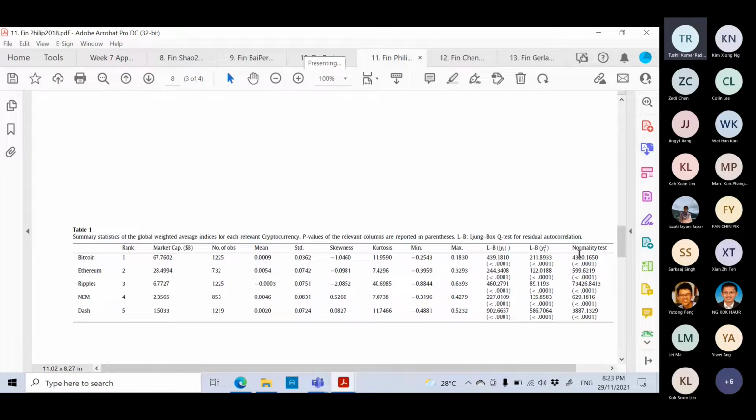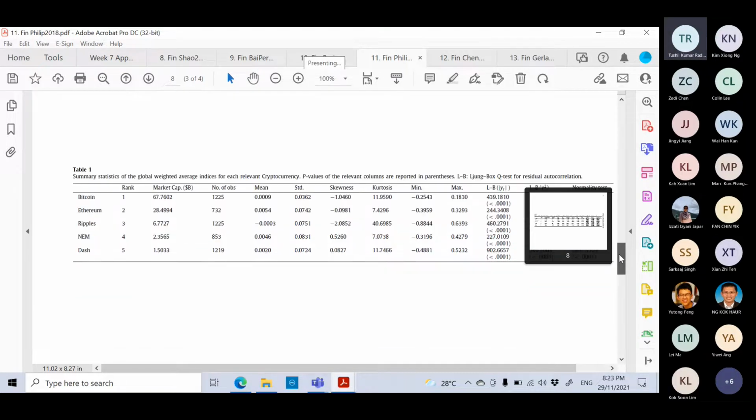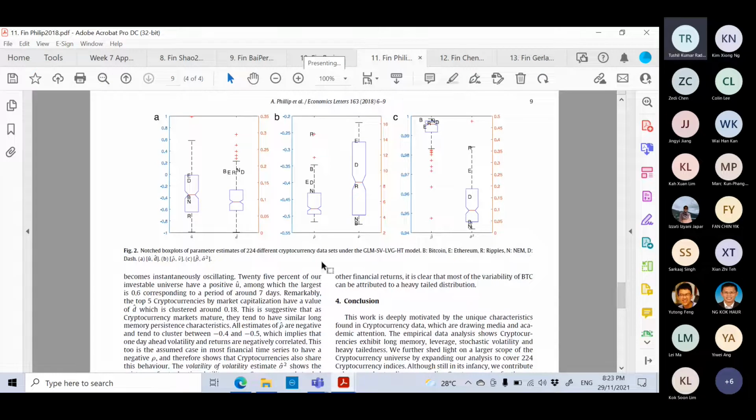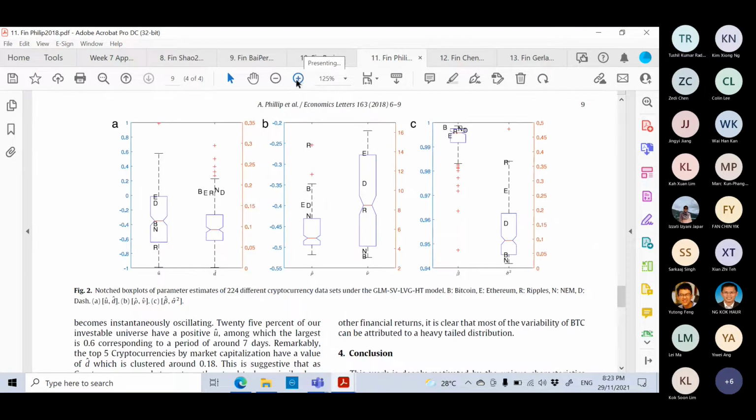Besides the hypothesis test for normality, they can also use quantile plots to check for normality. But one thing that is different from other papers is that in this paper they provide the box plot. They use a box plot to present their results. So these are all the parameter estimates they obtain. From the 224 series, those labelled one are the first 5 according to market capitalization.